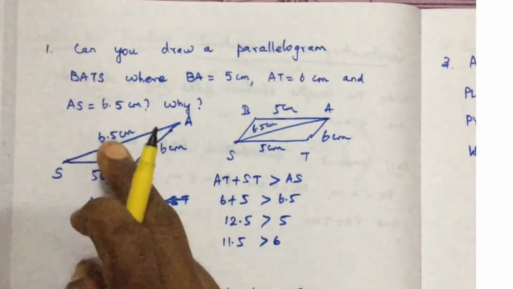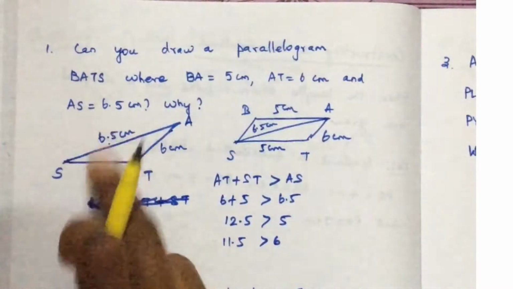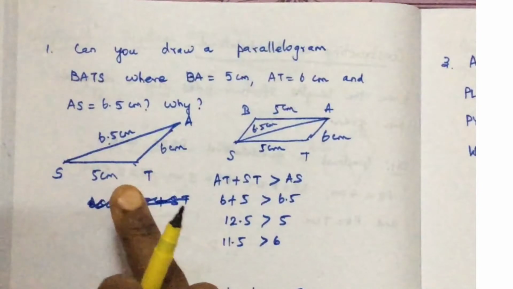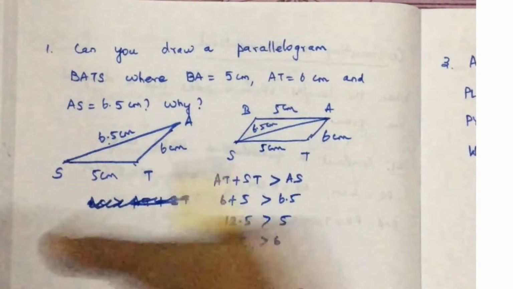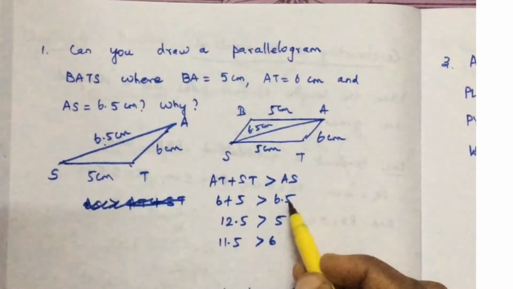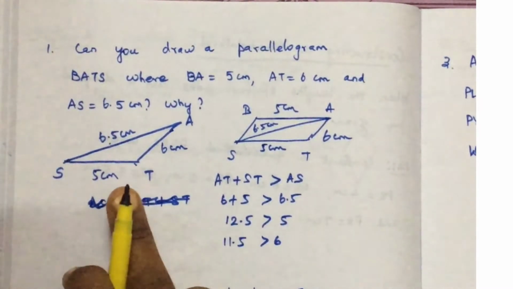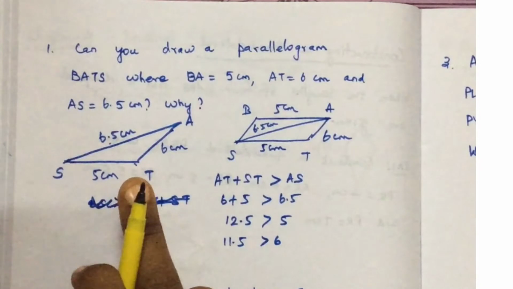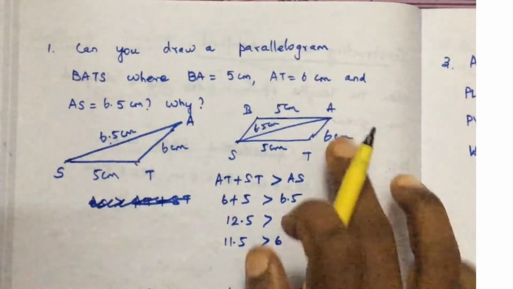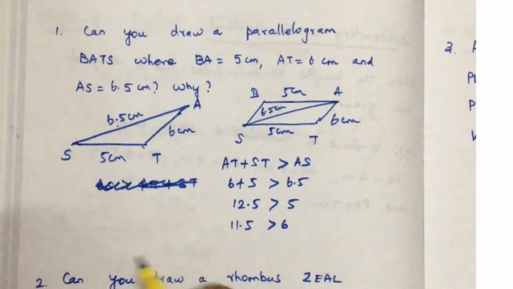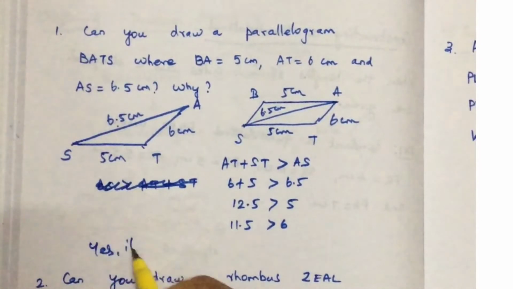So what is that? If you add any two sides, either this or this, that length should be greater than the third side. Okay, we have checked this, in all the cases it is possible to draw. So it is possible to draw this triangle. So we can draw this parallelogram also. Okay, can you draw a parallelogram? Yes, it's possible.